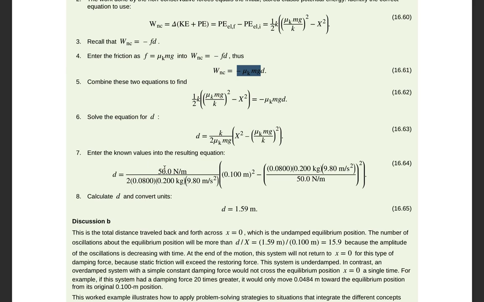So you plug in your 50 for your constant, 2 times your mu k, times your mass, times your g. We have our x is going to be 0.1 squared. And again, plug in everything for mu k mg over k and square both. So for d, we're going to have 1.59 meters.